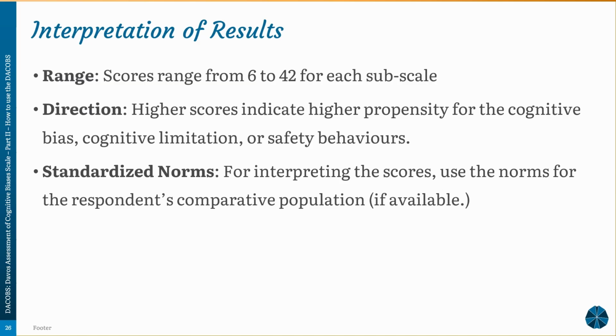Interpretation is key. You aren't looking for a pass-fail. You are looking for spikes. A higher score on specific subscales tells you exactly where to focus your therapy. The scores range from 6 to 42 for each subscale. Higher scores indicate higher propensity for the specific cognitive bias, limitation, or safety behaviors, as the case may be. For comparative analysis, especially where cultural impact might be present, you should use the norms applicable for the respondent's population.